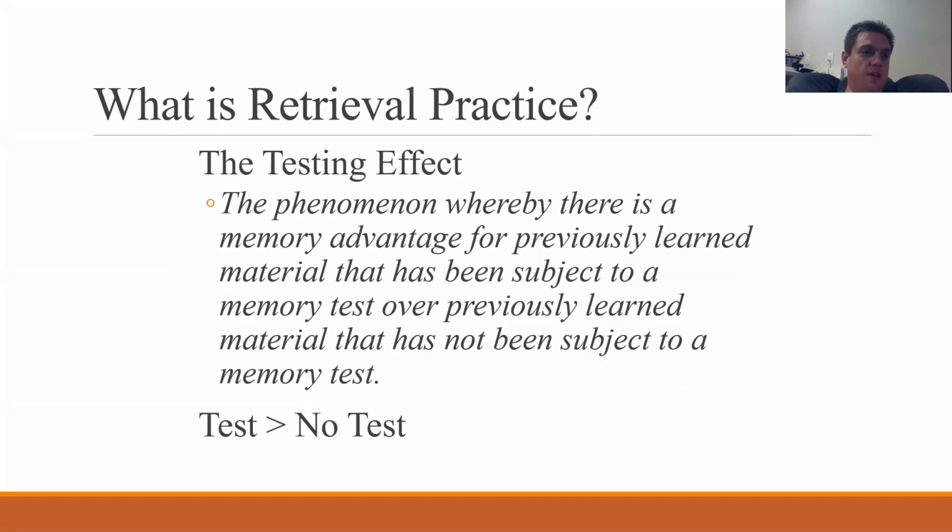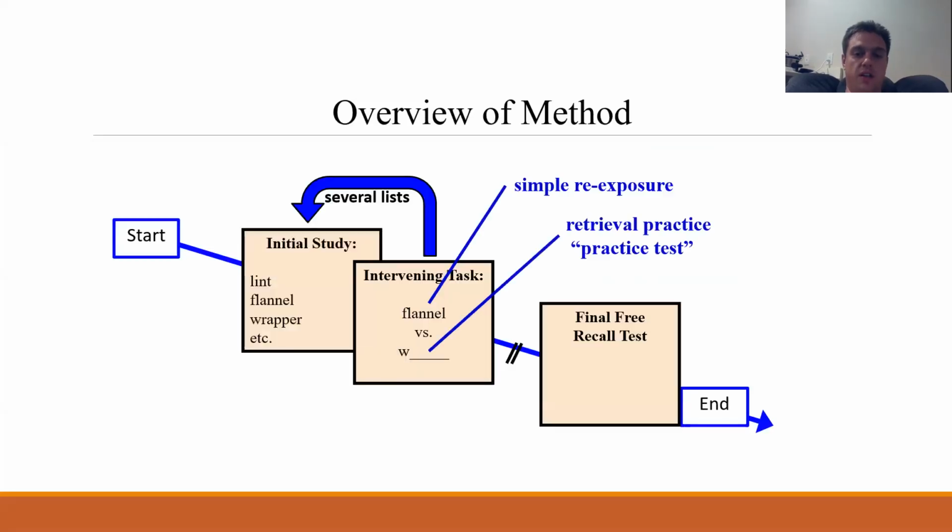A way to account for that is to compare it to a restudy condition. That way we know it's not re-exposure, it's the testing, because testing is going better than re-exposure. But we took that another step, and we also wanted to control for the issue of writing them down. Think about it: when you see the cue W and you write down wrapper, maybe it's actually that writing that is helping you remember. Maybe it's not the act of trying to retrieve or recall it, it's the writing it down.